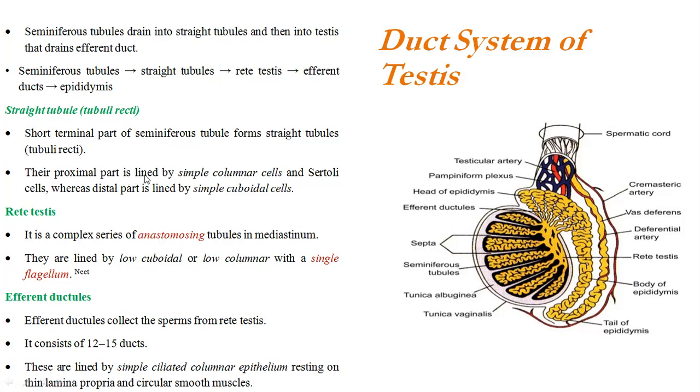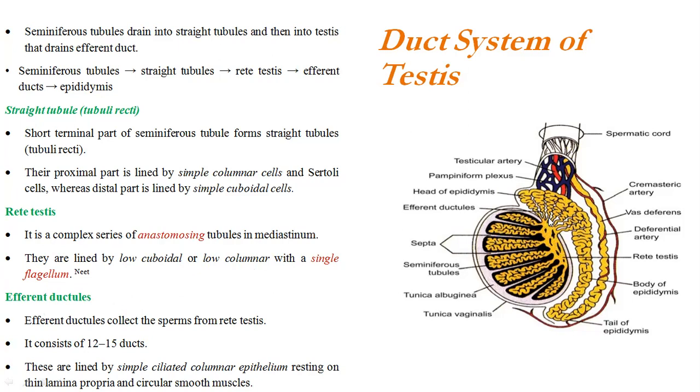Their proximal part is lined by simple columnar epithelium and Sertoli cells, whereas the distal part is lined by simple cuboidal cells. Then we have the rete testis. After the straight tubules, this is the rete testis. The rete testis is a complex series of anastomosing tubules. All these straight tubules are forming a network to form the rete testis. They are lined by low cuboidal or low columnar cells with a single flagellum. It can be a neat PG entrance question.